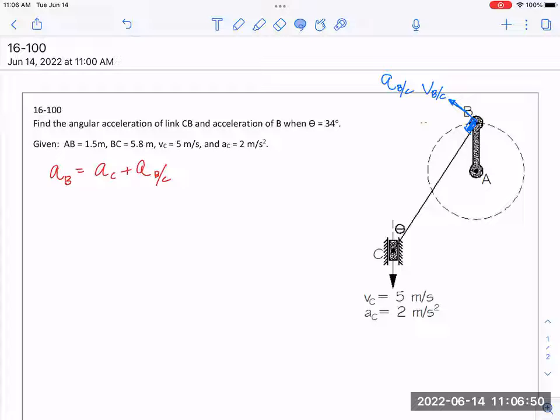Now, the thing about acceleration, though, is you may remember it has two components to it. So that acceleration up there is going in that direction. It actually has two components to it. So this ultimately gets replaced with an acceleration of B with respect to C that's tangential and an acceleration of B with respect to C that is normal. So actually, what did I just draw up there then? And that's actually not acceleration of B with respect to C. Which one is that? Is that tangential or normal?